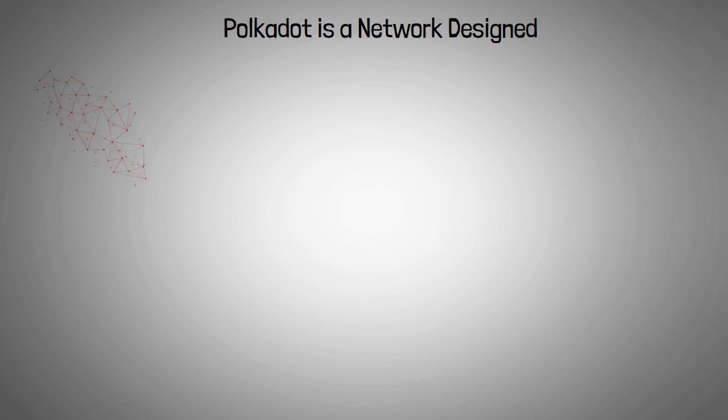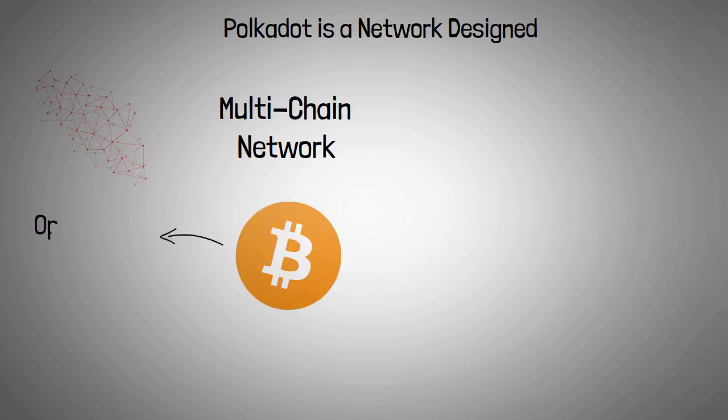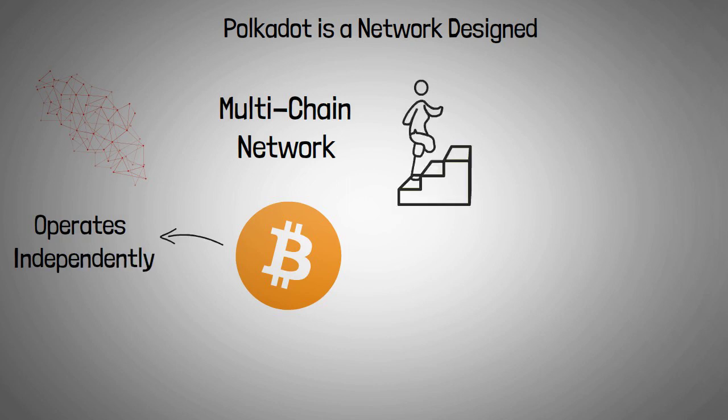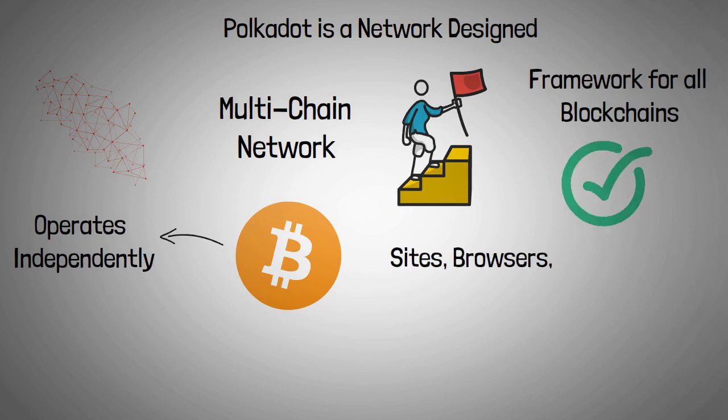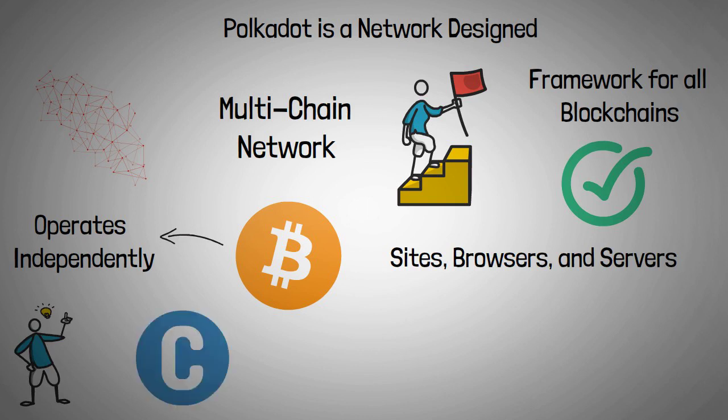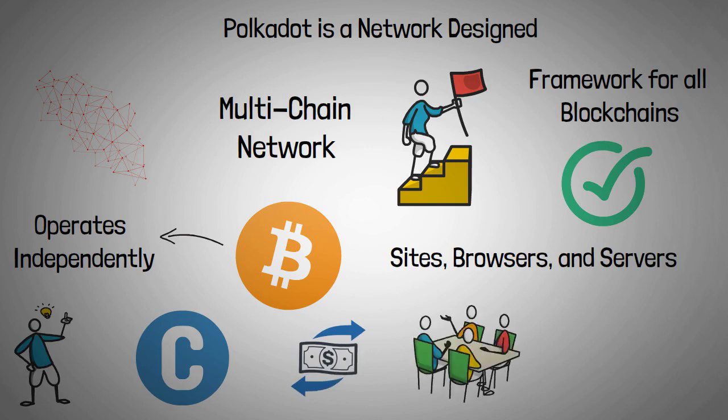It's commonly referred to as a multi-chain network because it can join networks together, unlike networks like Bitcoin, which operates independently. Its ultimate aim is to act as a framework for all blockchains that opt in, like how HTML allows sites, browsers, and servers to interact. The idea is to take care of messy and costly cryptocurrency mining processes, including validation of transactions and security protocols, and enable developers to focus on creating DApp and smart contract functionality.